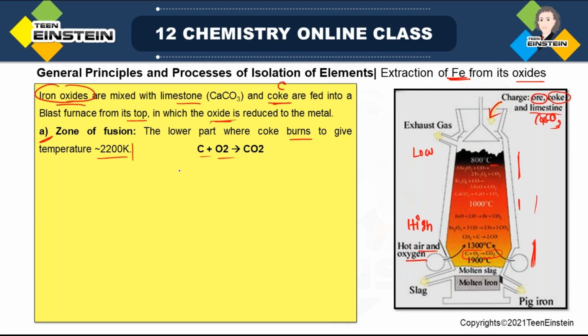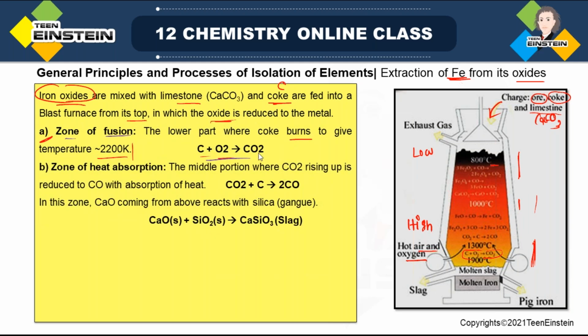This zone we call the zone of fusion, because here the fusion reaction occurs. The next zone is the zone of heat absorption, where heat is absorbed, and this is basically the middle portion. In this middle portion CO2 is rising up, because in the last zone CO2 was already produced. Now this CO2 moves upward and combines with carbon to produce carbon monoxide. This is one reaction occurring here.